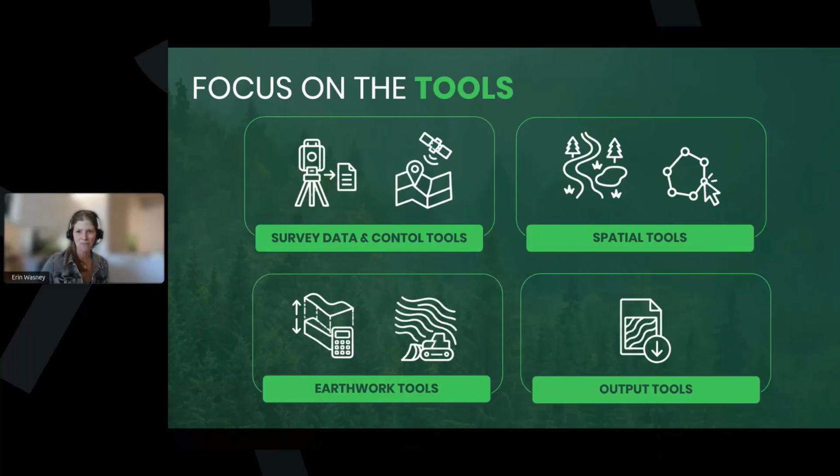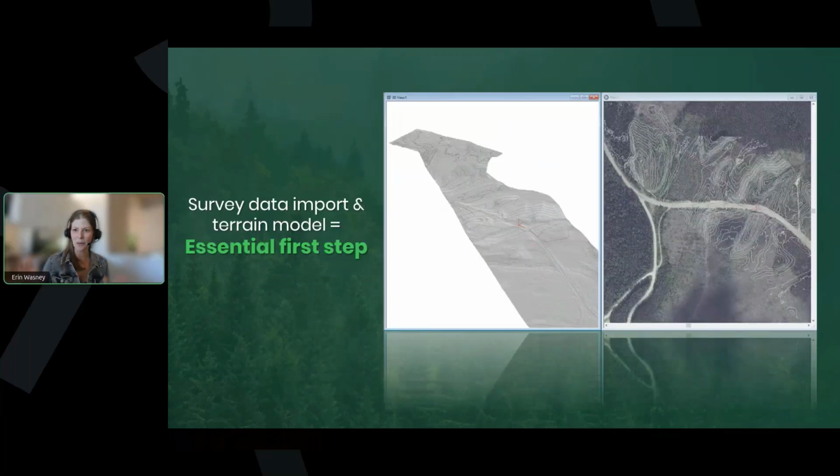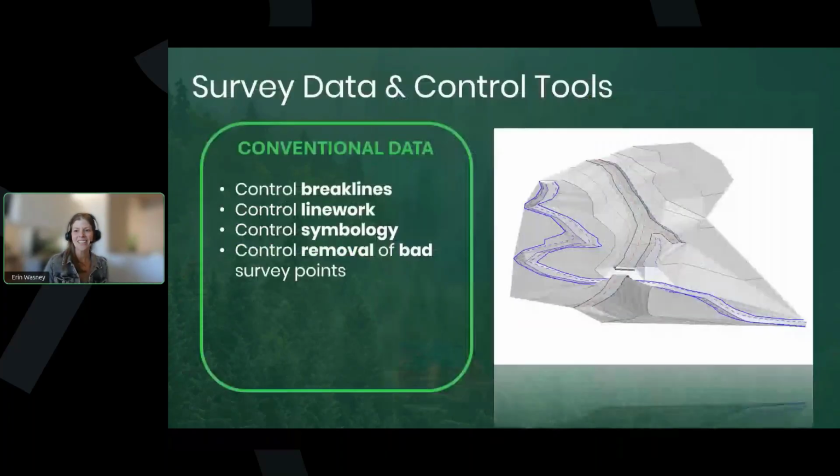So as a reminder, when you open terrain, blank white screen, so that essential first step is data, survey data, specifically going in to be able to generate your terrain model. And so we will start with the first group of tools, which is the survey data and control tools. So on the conventional data side, we're going to talk a little bit about tools that can allow you to control break lines, the line work symbology, as well as tools that can allow you to remove bad points or even possibly change the labeling of a point or a point type.